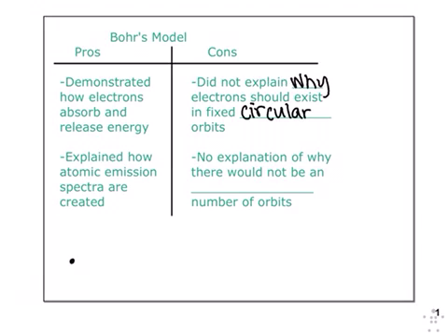Right, the Bohr model said that the electrons go in a circle around the nucleus. So it didn't explain why that was the case, and there was no explanation of why there could not be an infinite number of orbits. Do you remember how many orbits I said would be the max? 7. Good. So this model doesn't explain why there can only be 7 orbits.